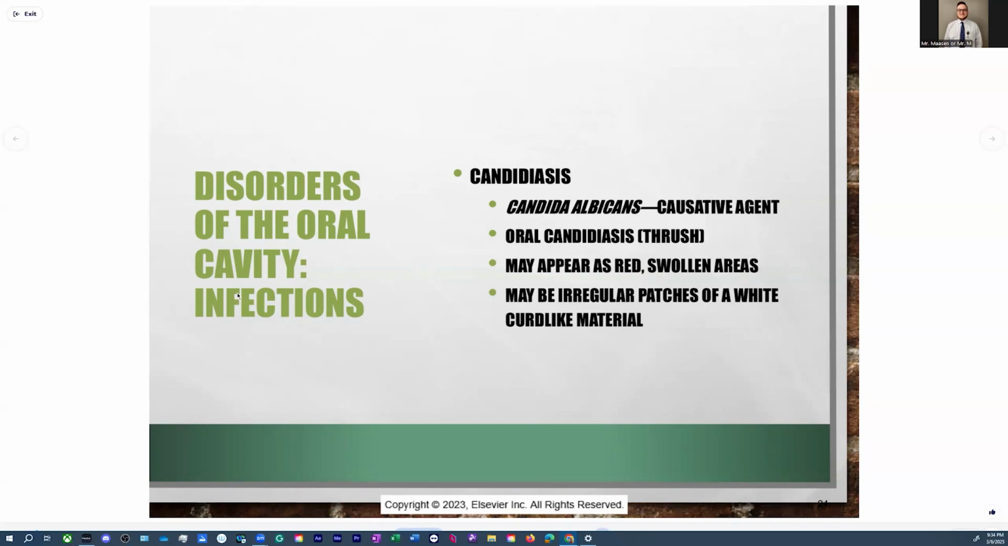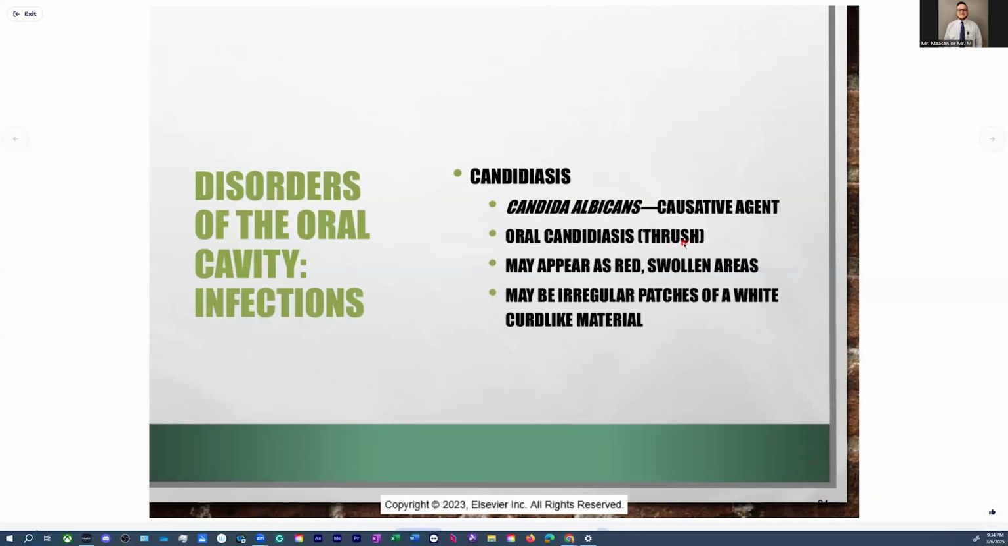So, oral cavity infections. One of the most common ones you'll hear about often is called candidiasis. Golly, I always have trouble with candidiasis. Candidiasis is an infection, and the easy name for it is thrush. Candidiasis is known as thrush.